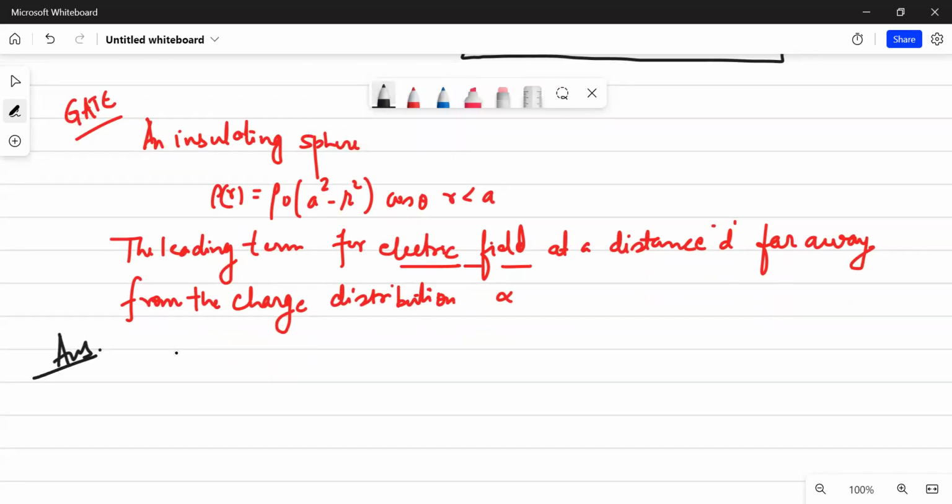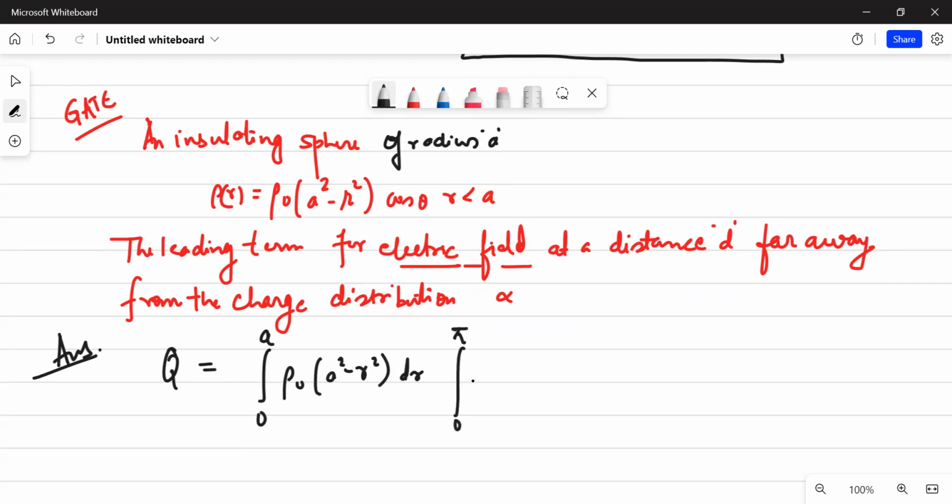Let us first try to find total charge, because if total charge is zero, then the net contribution from the monopole would be zero. So let us first find what is the charge. So इसका हमको a sphere of radius a. Okay, so this is the radius, and inside you know that this charge density is given. So let us take 0 to a integral rho naught a square minus r square dr, integration 0 से लेकर pi, एक और r square आएगा, sorry, and then you will have sin theta cos theta d theta, and then you will have integration 0 से लेकर 2 pi, and this will be d phi.